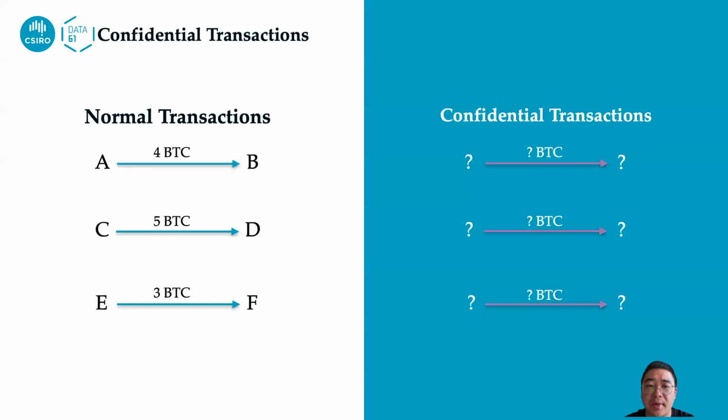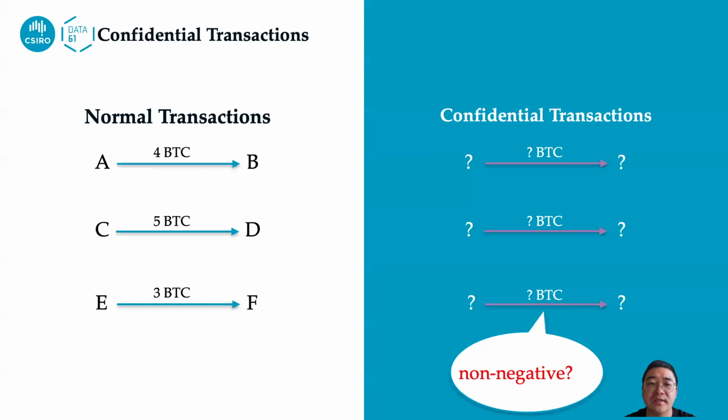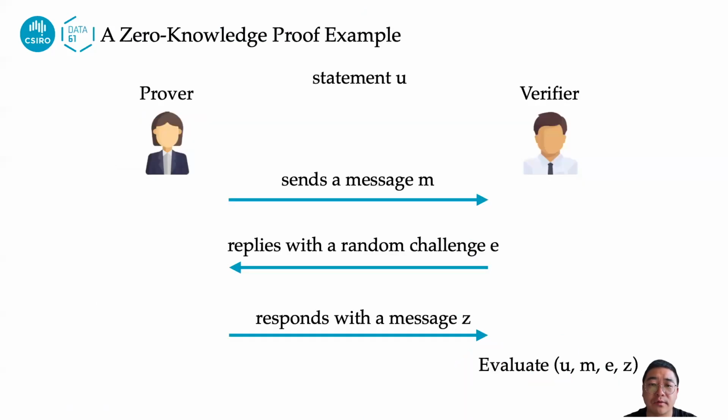Hiding the transaction amount raises a technical challenge for confidential transactions, which is, how can we ensure the hidden amount is non-negative? If a sender transfers negative values, then there will be serious problems. Malicious parties will be able to create new values out of thin air. This is where zero-knowledge proof, range proof, come into play.